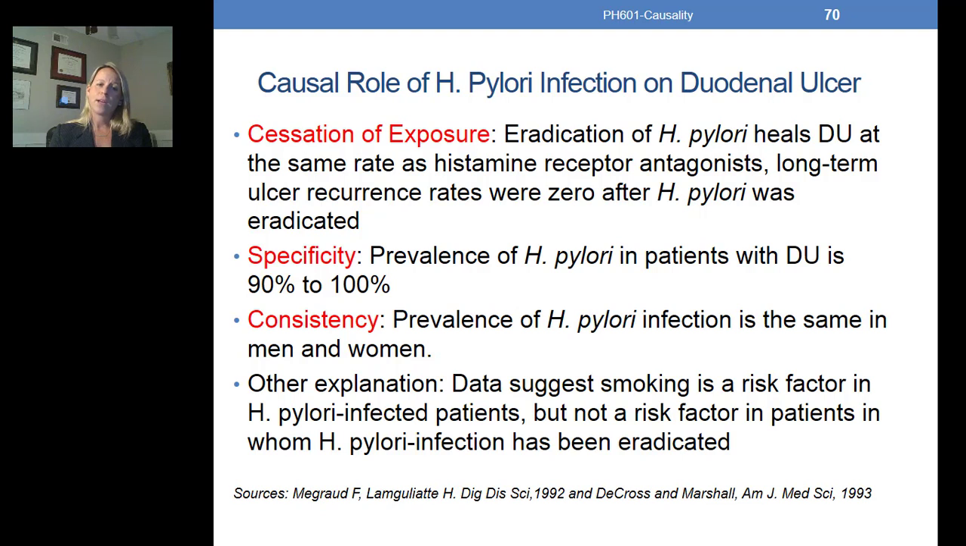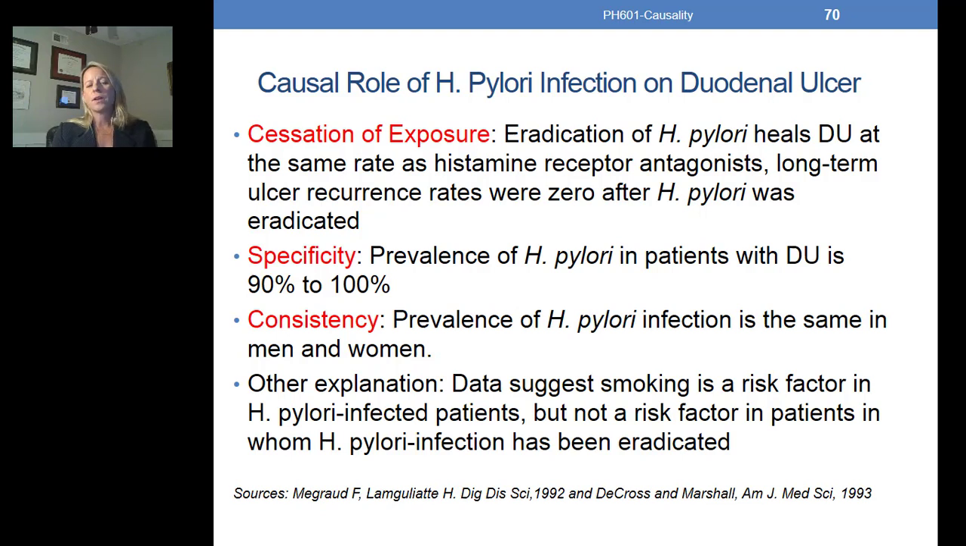There's quite a lot of data on the specificity, and that among patients with duodenal ulcer, the prevalence of H. pylori is close to 100%. And there's been evidence of consistency, such that the H. pylori infection and duodenal ulcer association has been shown in both men and women. And it has also been shown in different populations.